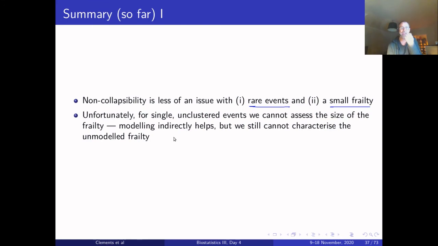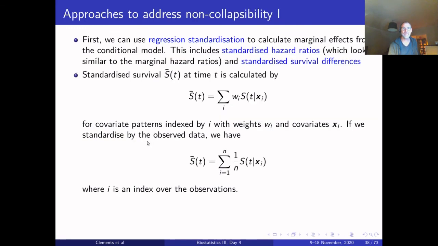So modeling indirectly helps, but we still cannot characterize the unmodeled frailty. Other approaches that we could do is regression standardization. So what we do is we fit a model to the data, and then we calculate standardized hazard ratios and standardized survival differences.